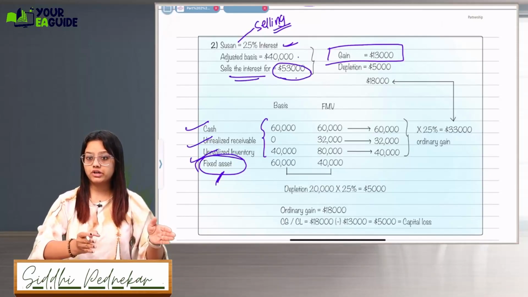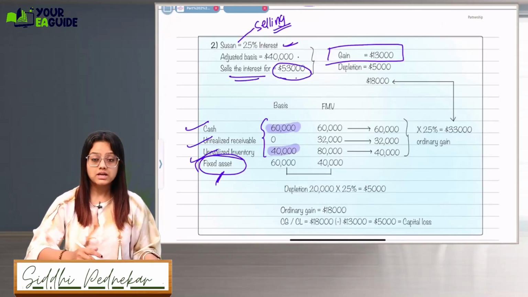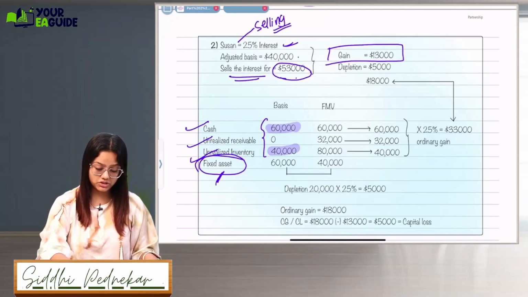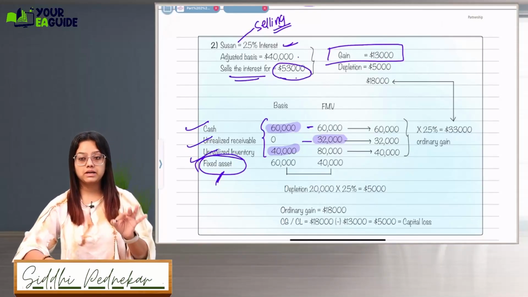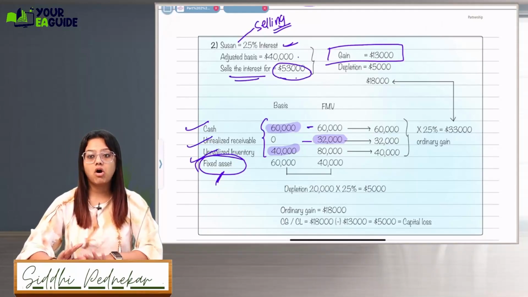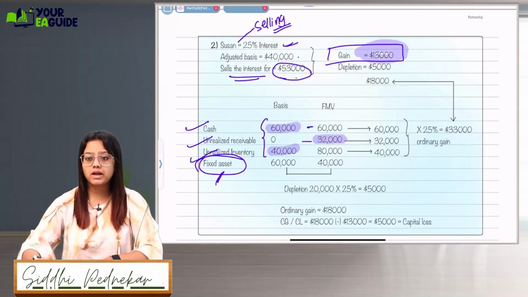First you need to allocate it to the basis. So what is the basis? 60,000 and 40,000, and here the 0 is the basis. Second allocation will come to the appreciated amount. So here there is no appreciation in this, but here there is an appreciation of 32,000. So you are going to take 60, 32 and 40 multiplied by 25%. That much amount you will call as an ordinary gain. But our maximum gain is just 13,000. Why should I recognize the whole 33,000, right?